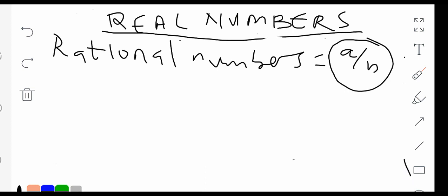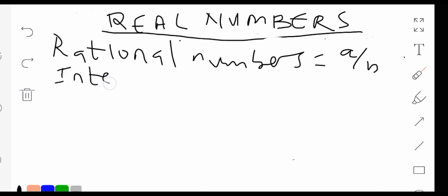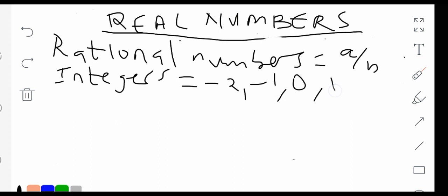So under rational numbers, we have different types. What are they? We have integers under rational. What are integers? Integers are just the numbers that we use on the number line. We have negative numbers and positive numbers. So it starts from minus 2, minus 1, 0, 1, 2, and so on and so forth. You can start from anywhere.